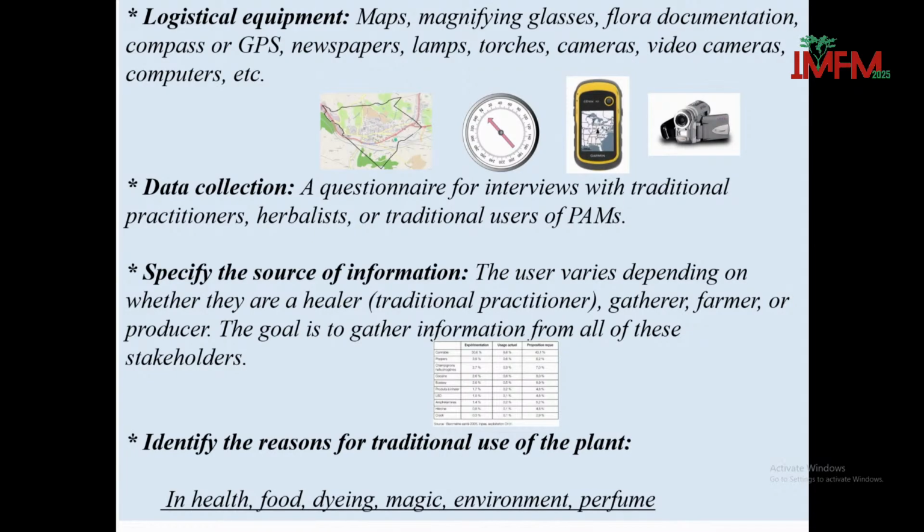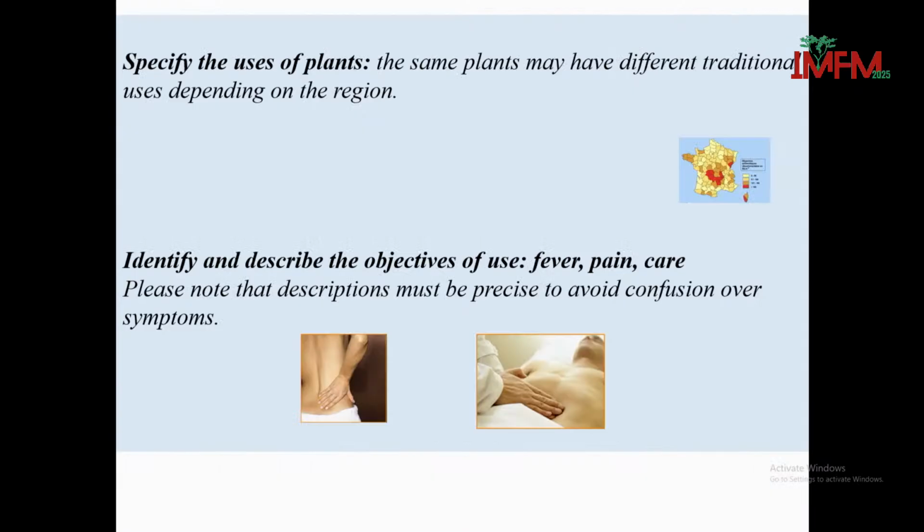approach. Specify the source of information, identify the reasons for traditional use of the plant: food, health, dyeing, magic, environment, perfume, and specify the use of the plant. Some plants may have different traditional uses depending on the region. Identify and describe the objective of use: fever, pain, cold. This part is very important because we can avoid confusion over symptoms if this description is exact.